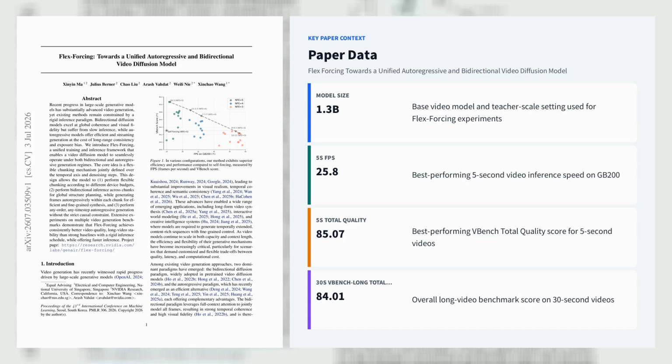Let's explore the second paper, Flex Forcing: towards a unified autoregressive and bidirectional video diffusion model. Flex Forcing, from NVIDIA research with Xingqiao Wang and Arash Vahdat among the authors, reframes video diffusion as a single model that can switch at test time between bidirectional and autoregressive generation. Built on Wan2.1 T2V 1.3B, and trained with a Wan 14B teacher.